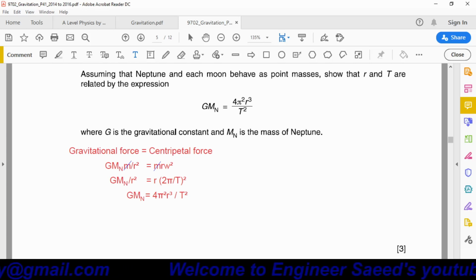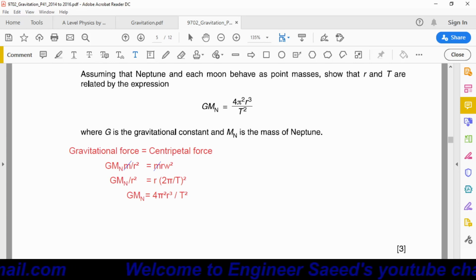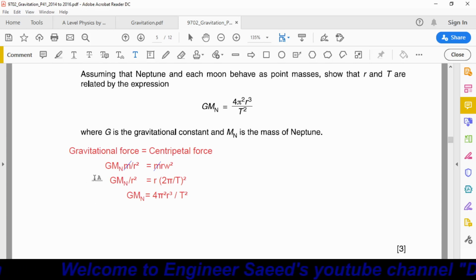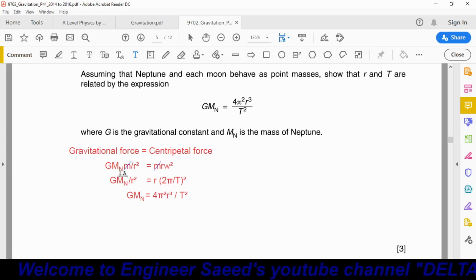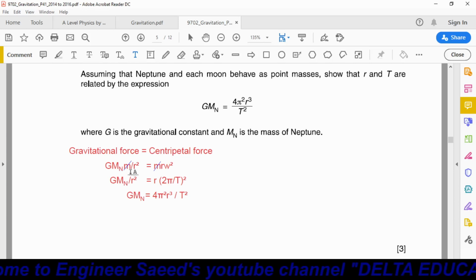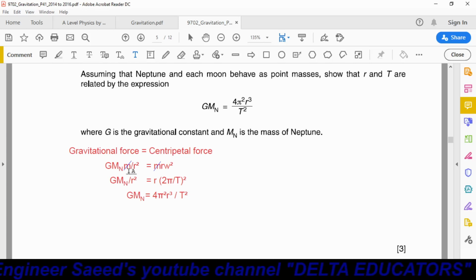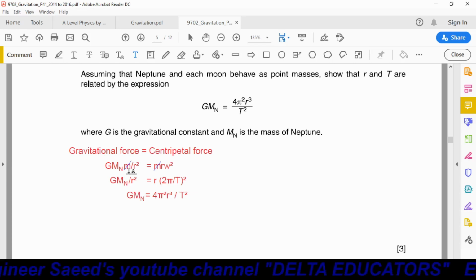Okay, the moon is moving around Neptune, so there is a centripetal force and also a gravitational force, so we can say gravitational force is equal to centripetal force. Gravitational force is given as G m1 m2 over r square. In this case, in place of m1 we are using capital Mn, that is the mass of Neptune, and in place of m2 we are using small m. This small m is the mass of the moon that is revolving around Neptune.